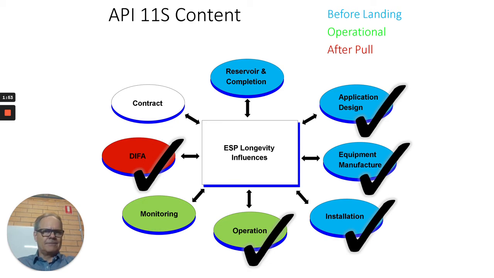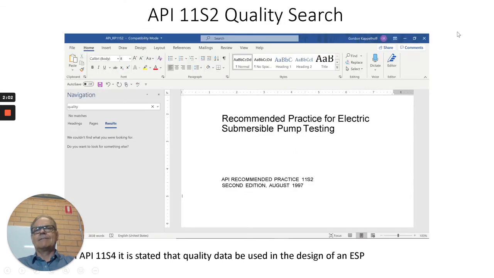For instance, if we take a look at equipment manufacture, one area that may be of interest is quality. And if we take a look at the API 11S series and search for the word quality as shown here, what you will find is that there are no matches. In other words, the word quality is never mentioned in this document.